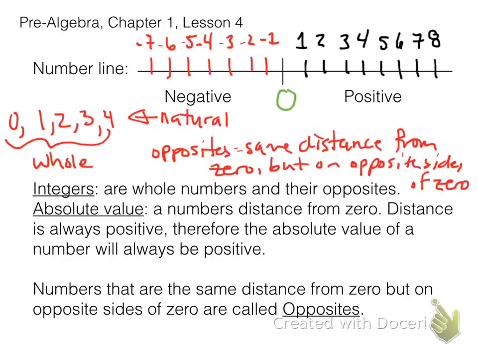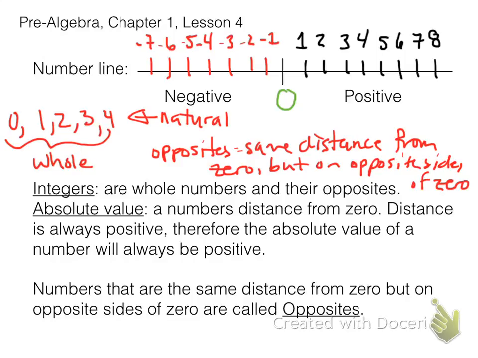Okay. So integers, again, are whole numbers, so 0, 1, 2, 3, and 4, and the opposite of those numbers. Well, Miss DH, you're saying there's no opposite of 0. That's right. 0 is the only thing that doesn't have an opposite. But you do have the opposite of 1, of 2, of 3, because obviously you have -1, -2, -3, -4, and so on. All right, so hope you understand opposites.